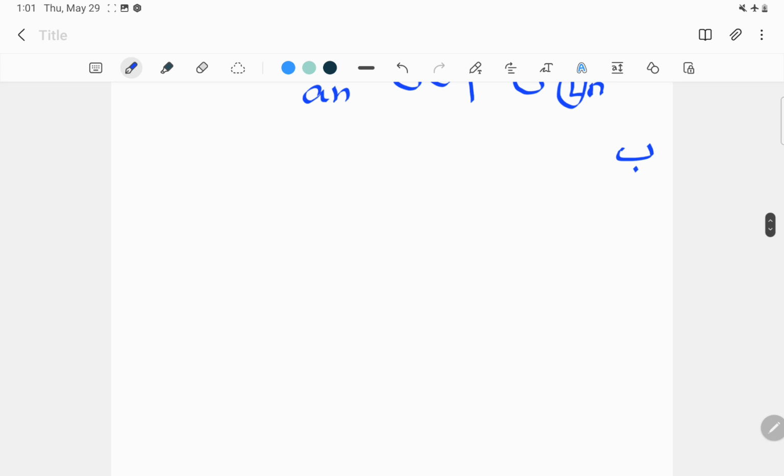Ba. And we're gonna have it with the letter Jim, which is J, Dal, which is D, Ra, which is R, Fa, which is F. My Fa does look wrong, so both ones are ugly. Alright, here we go, close enough, which is F.